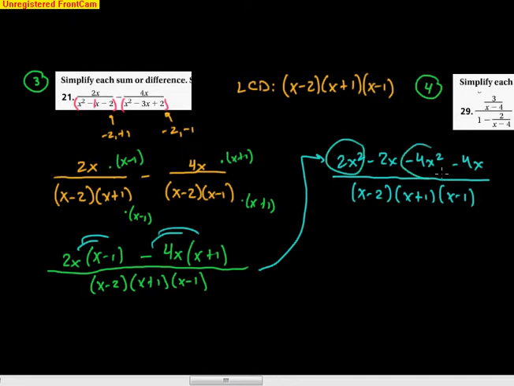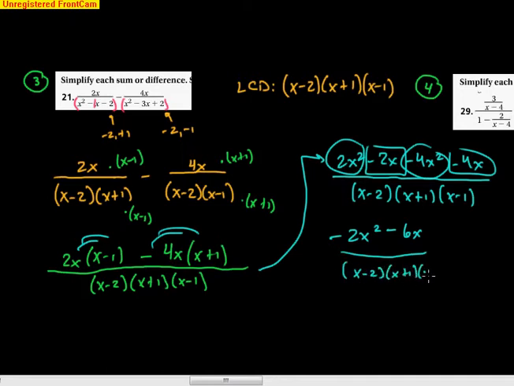And now we combine our like terms. I see a couple x squareds: 2 minus 4 is negative 2x squared. I see a couple x's, negative 2 and negative 4 is negative 6x. That's all over your LCD. And that would be fine. That would be a final answer for me.